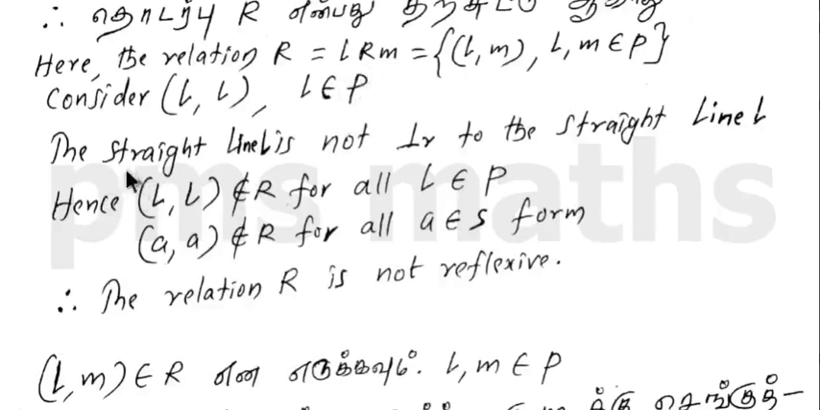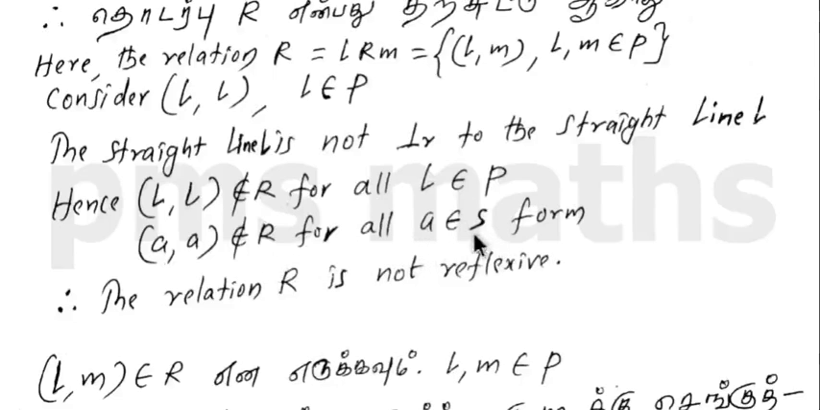Then take our condition. What's the condition? Here condition is given. First straight line is perpendicular to second straight line. The straight line L, this L is not perpendicular to this straight line L. The reason is a straight line is not perpendicular to the same straight line. Therefore, here we can write hence L comma L does not belong to R for all L belongs to P. Generally, we can say A comma A does not belong to R for all A belongs to S.